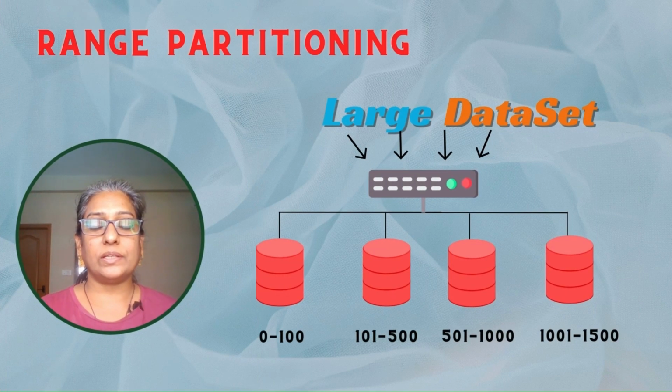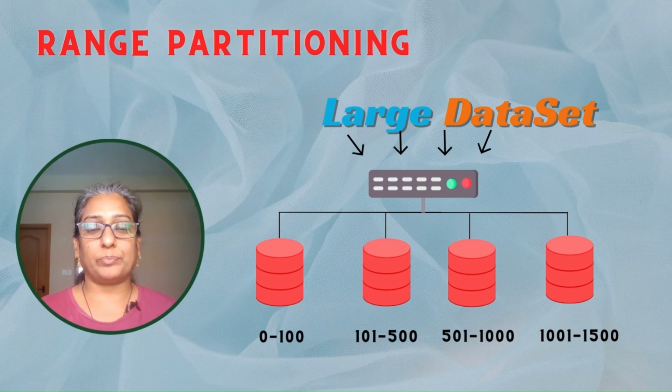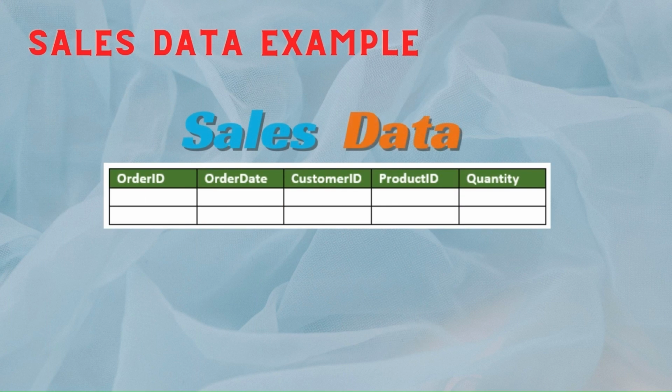In range partitioning, data is divided into partitions based on a specific range criteria. Each partition then contains a predefined range of values. Let's consider an example of range partitioning in the context of a sales database. We have a table named sales data with columns order ID, order date, customer ID, product ID, and quantity.